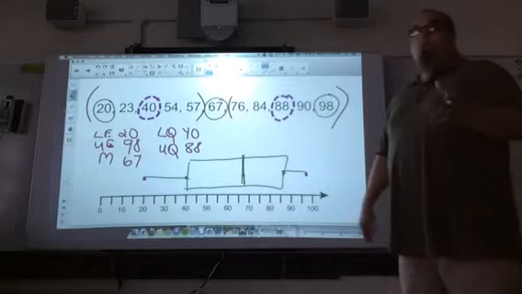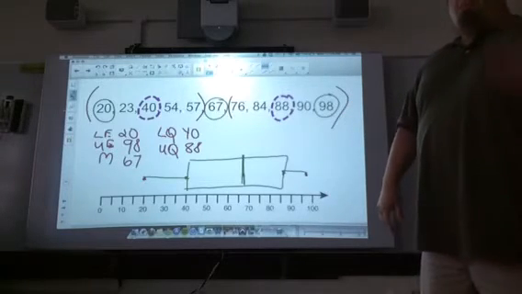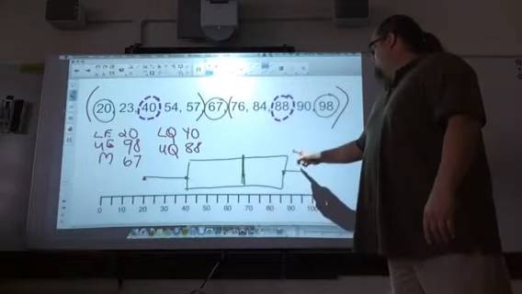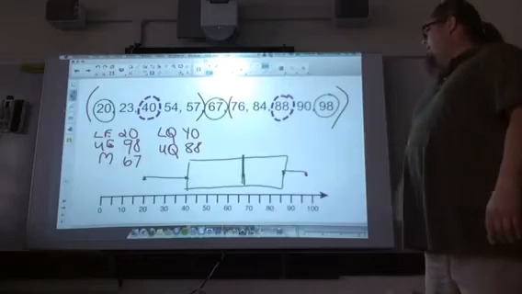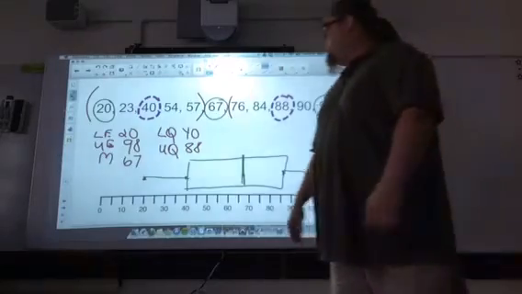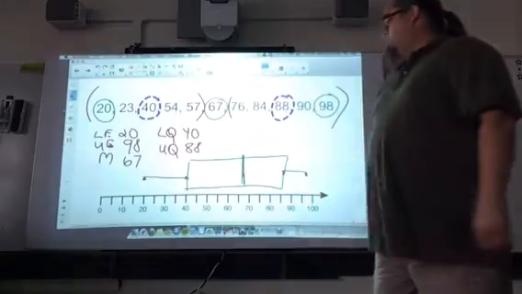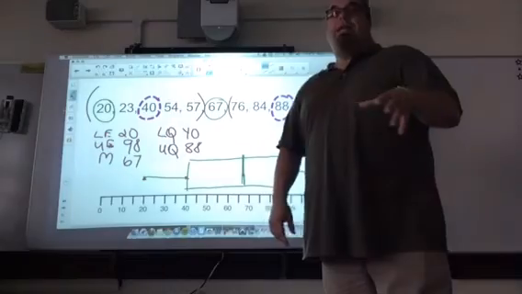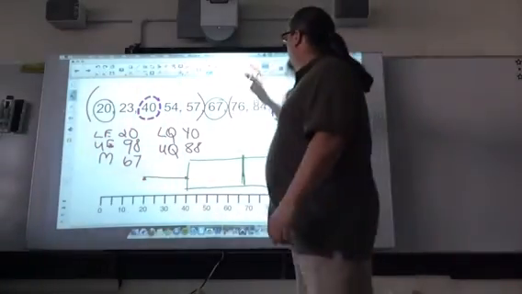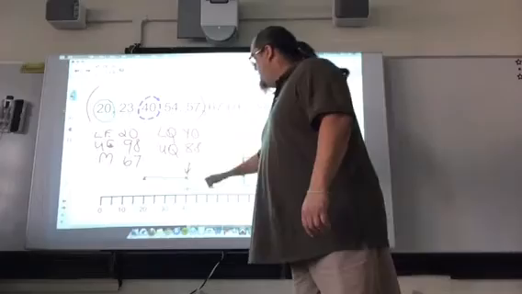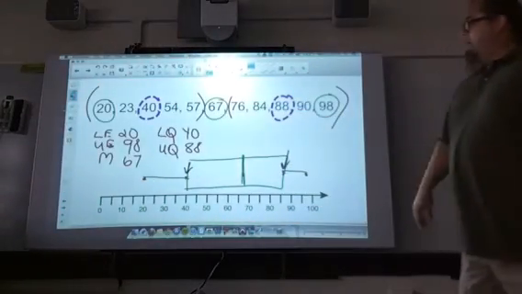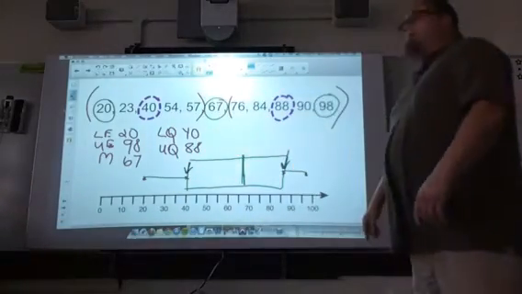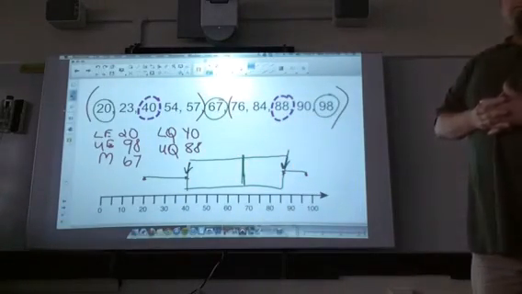So if you want to know, the top 25% of the scores were between an 88 and a 98. The bottom 25% of the class scored between a 20 and a 40. And this would be the middle 50% in the middle there. There's a term you're going to hear, called interquartile range, and that interquartile range goes from that lower quartile to that upper quartile. So the interquartile range here would be between 40 and 88, which should be 48. Okay?